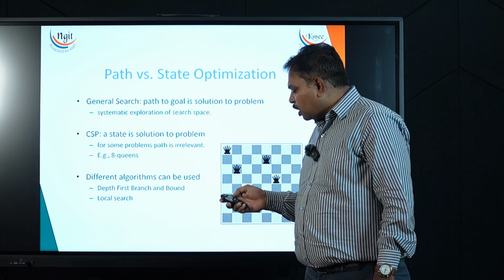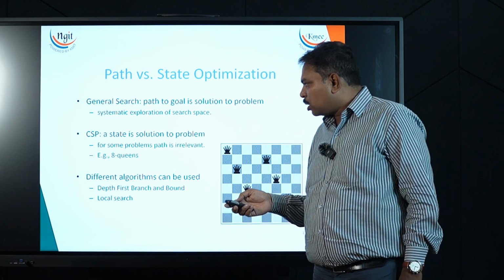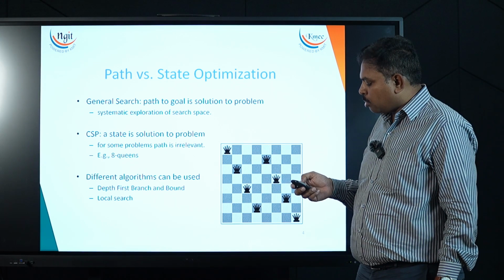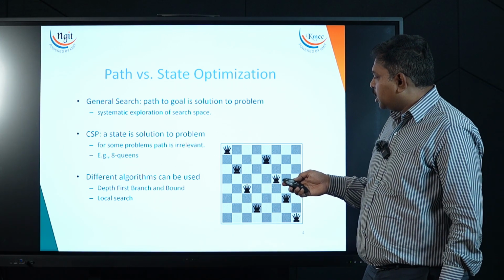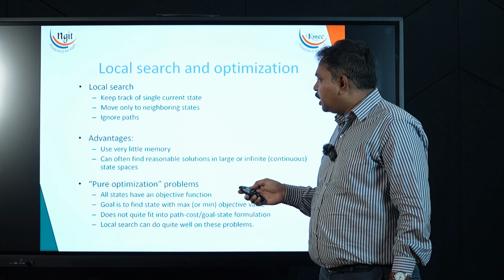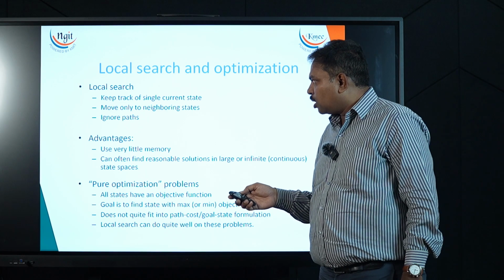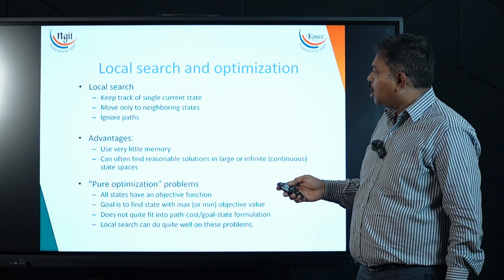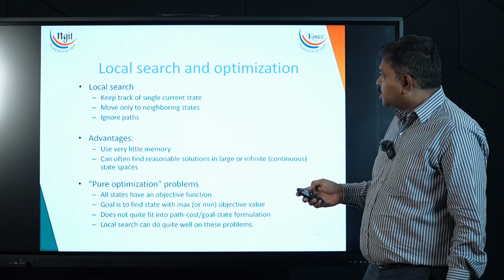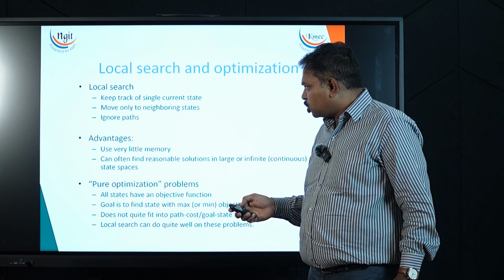So we have to identify whether it is a satisfaction problem or an optimization problem. If it is just a small satisfaction problem, we can find the path. But if it is an optimization problem, the solution should be highly optimized, meaning the best solution that will satisfy my objective function. Now, I use local search algorithms to solve these optimization problems.